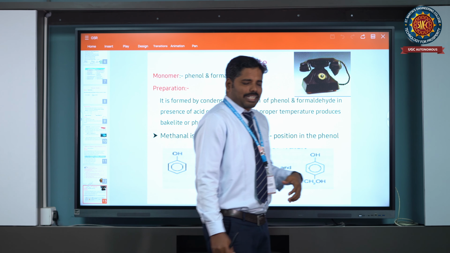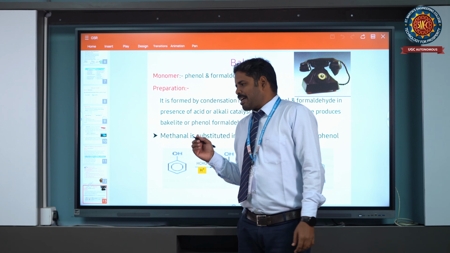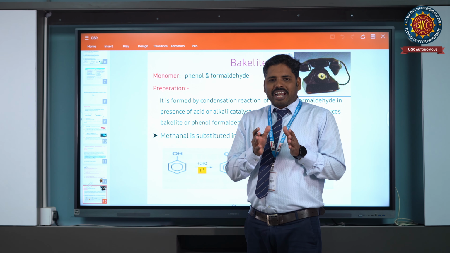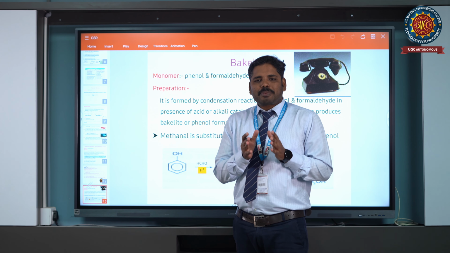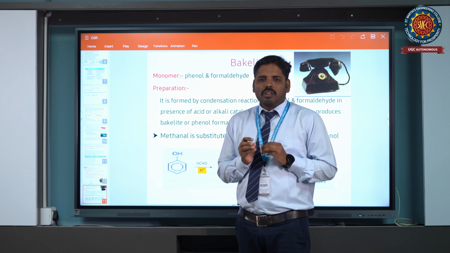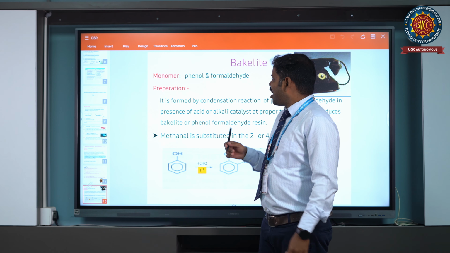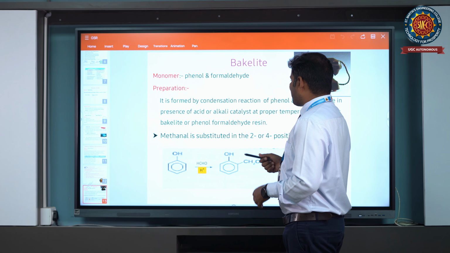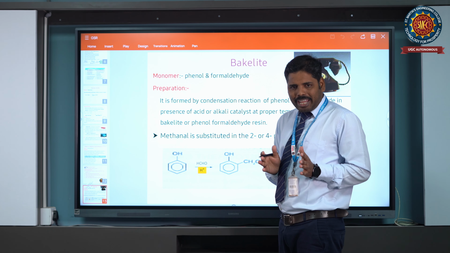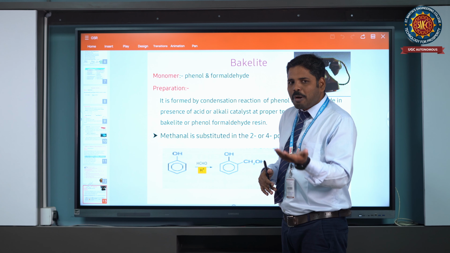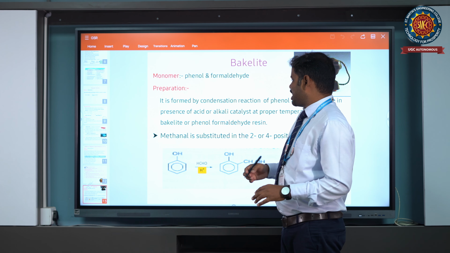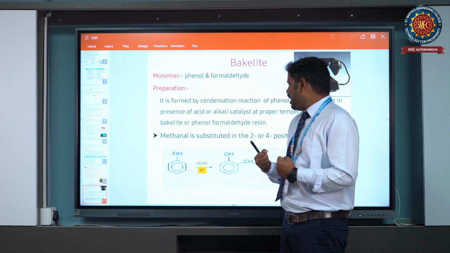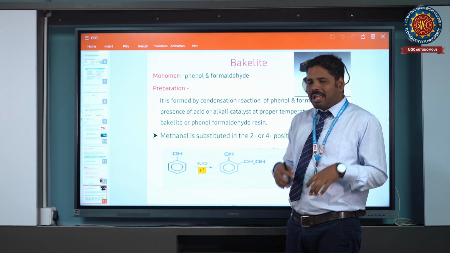Next one, bakelite. It is an example of thermosetting polymers. How to synthesize bakelite? Phenol reacts with formaldehyde in the presence of acetic acid to give methylol phenol. How is it prepared? It is formed by a condensation reaction, whereas thermoplastic polymers are formed by addition polymerization. In the condensation reaction, phenol and formaldehyde in the presence of acid or alkali catalyst at proper temperature produce bakelite.